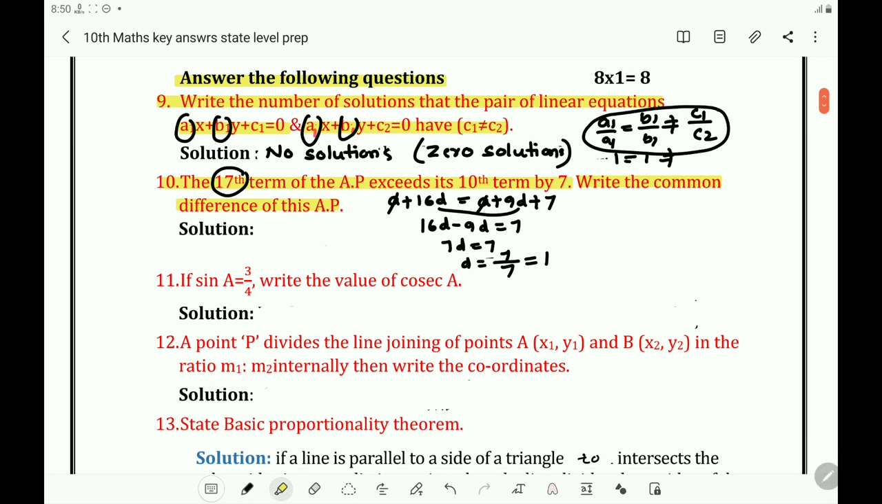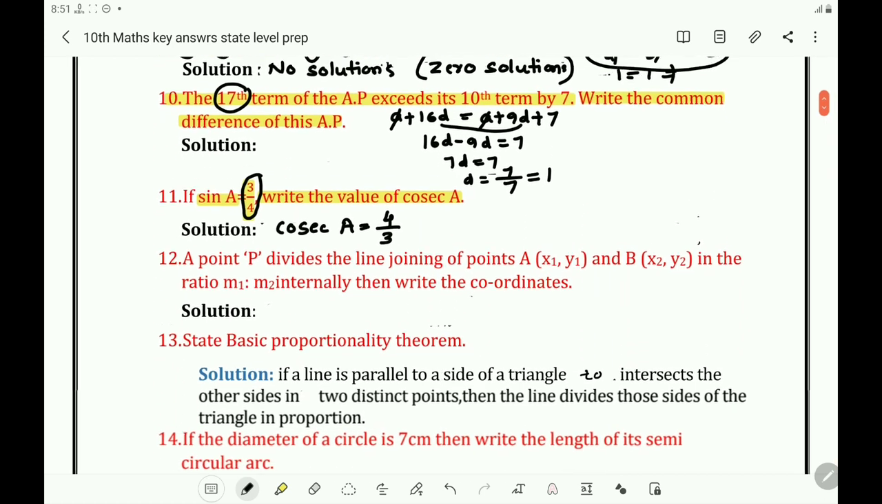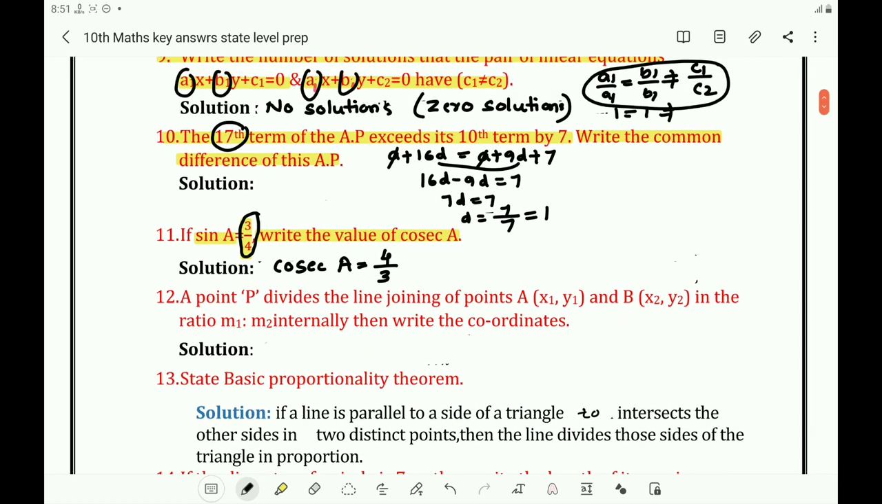Next question. Sin A equals 3 by 4. Write the value of cosec A. You know that sin A and cosec A are reciprocals of each other. So you can write cosec A equals the reciprocal of sin A, that is the reciprocal of 3 by 4. The reciprocal of 3 by 4 is 4 by 3. So cosec A is equal to 4 by 3. Next question.